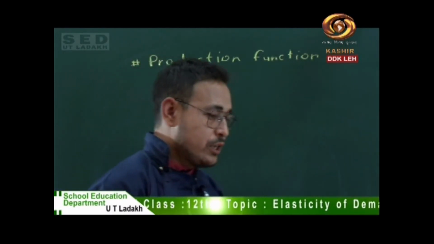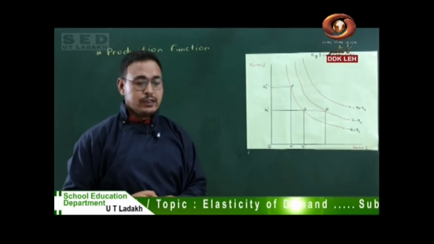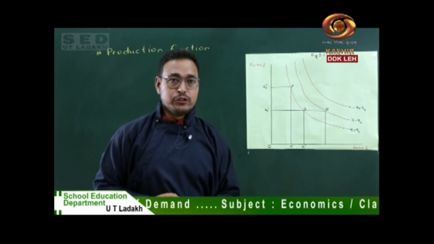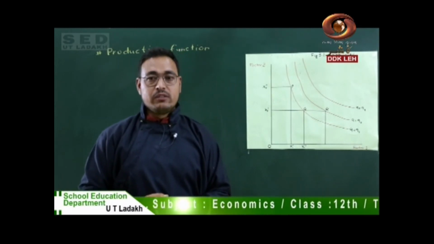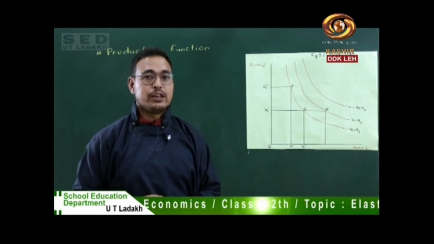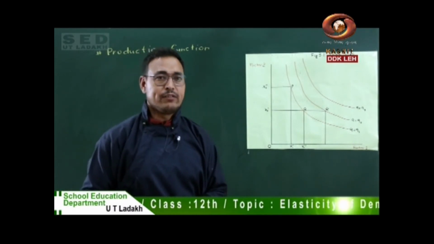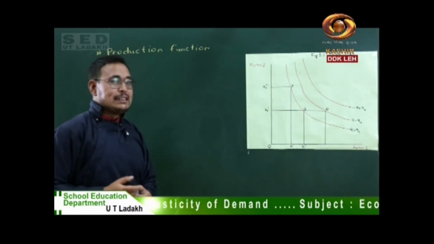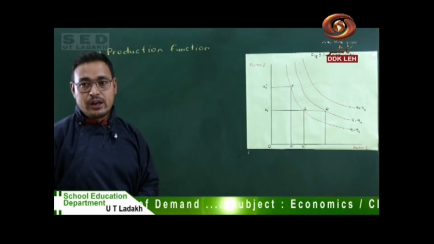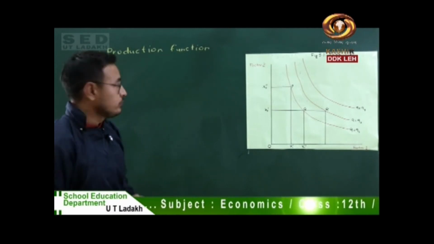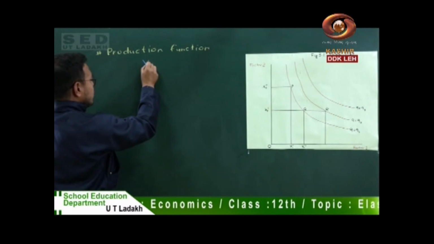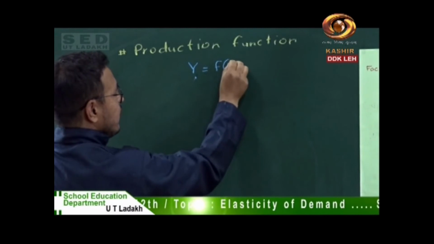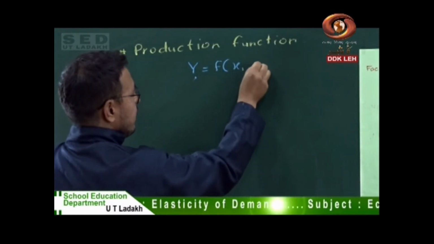Now, production function, the definition is that it represents the maximum amount of output that can be produced by given input, assuming that your technology is constant. That is the definition of production function. Or, in other words, it's a mathematical relationship between input and output. Mathematically, you can symbolize production function where y is your output. It's a function of factors like x1 and x2.